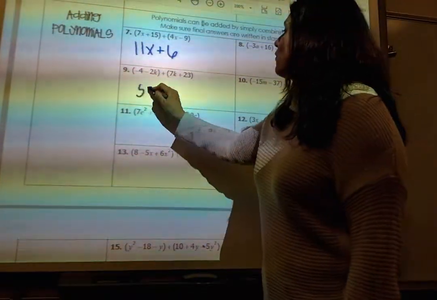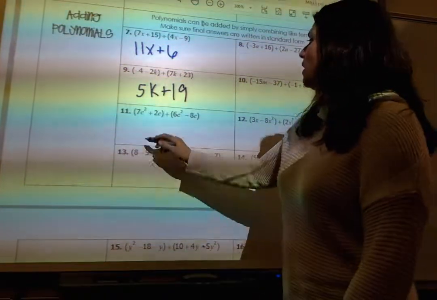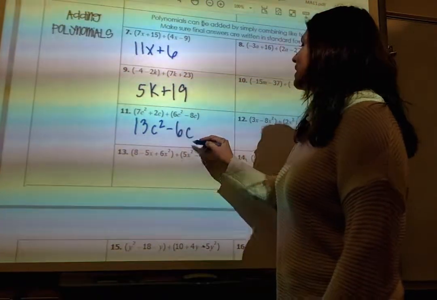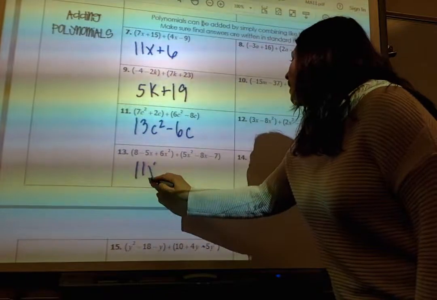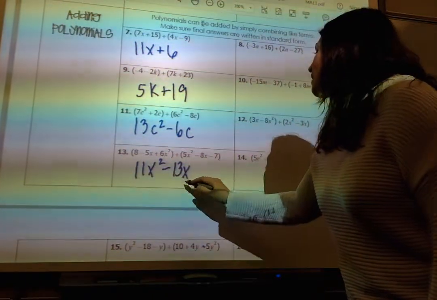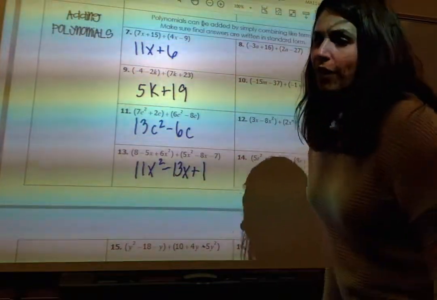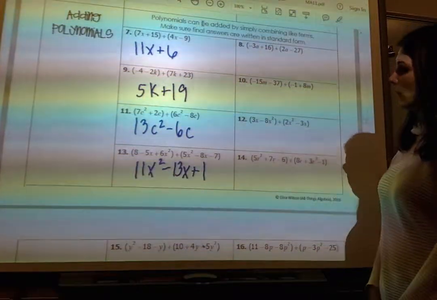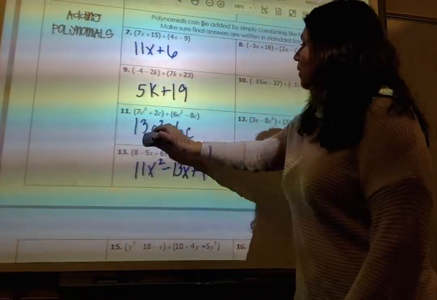All right, so this one is 5k plus 19. Here we have 13c squared minus 6c. And this last one, I have 11x squared minus 13x plus 1. So hopefully that's what you got there. If you have questions, let me know in tutoring.